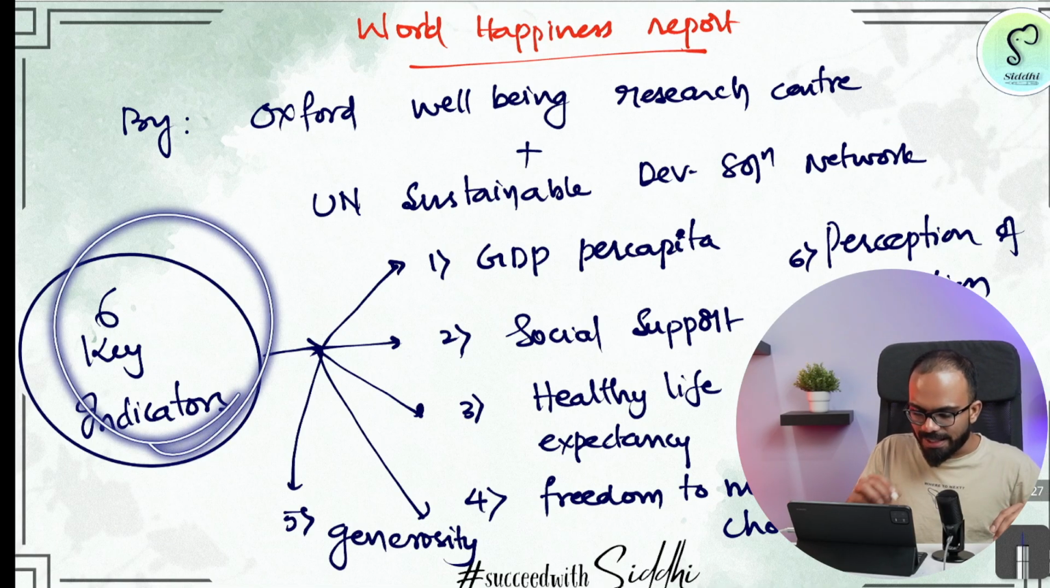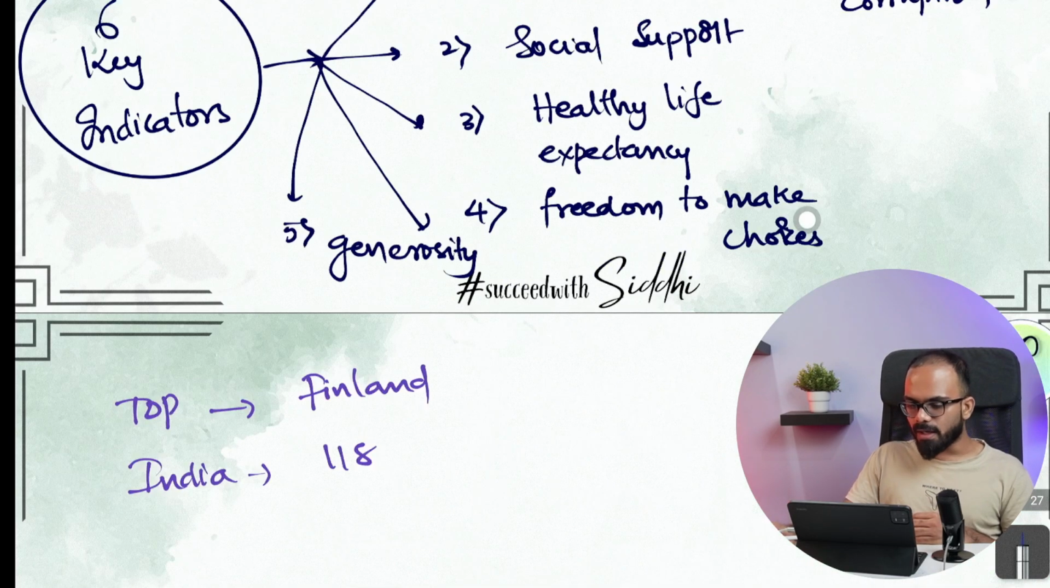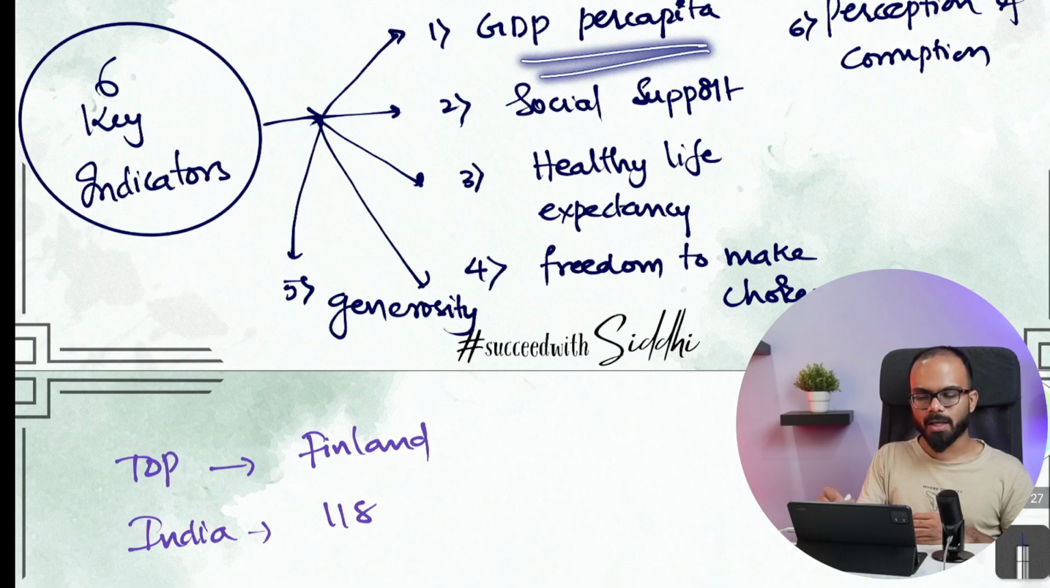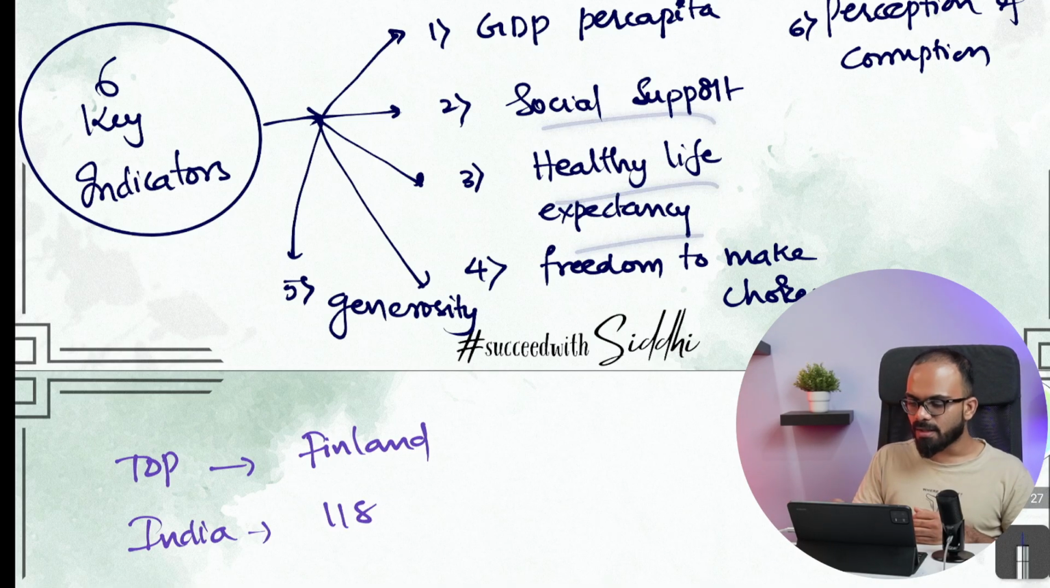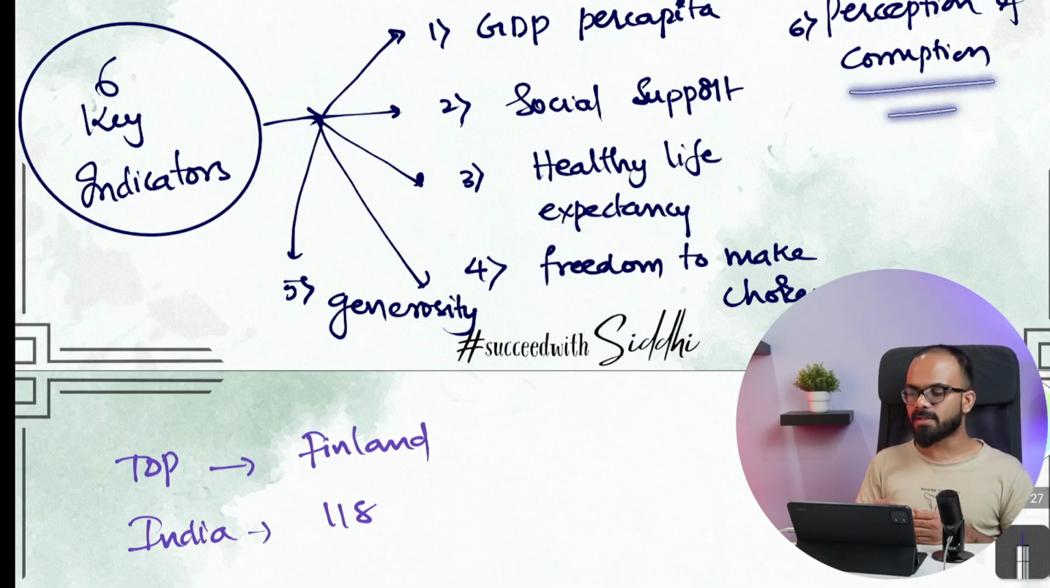There are 6 indicators that decide whether the world is happy or not, whether a country is happy or not. The first one is GDP per capita, obviously. The second is social support, then healthy life expectancy, freedom to make choices, generosity in the country, and perception of corruption.